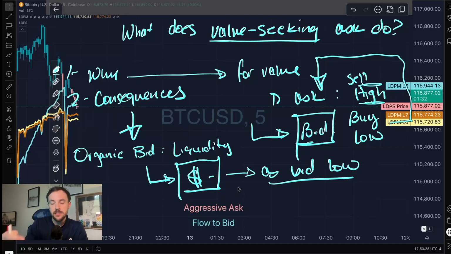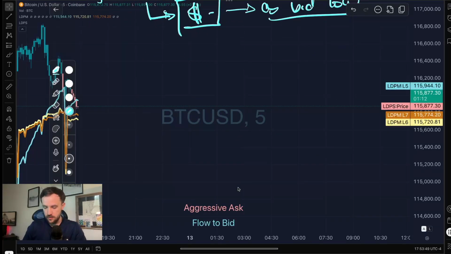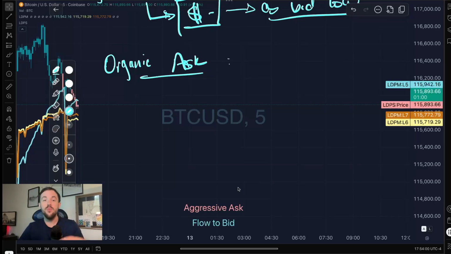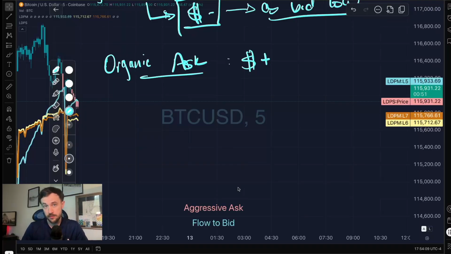So whenever we see the organic bid becoming the decider on price action, the natural inclination to use that to their advantage is to see price decline. The organic ask, however, and let me know if you guys like this format, wants to sell high. So when the organic ask has liquidity, the consequence is usually price appreciation.